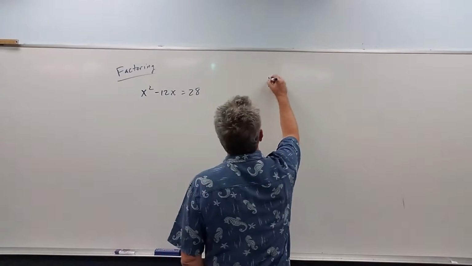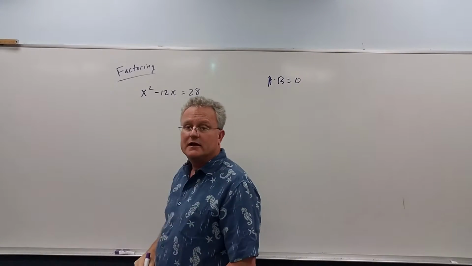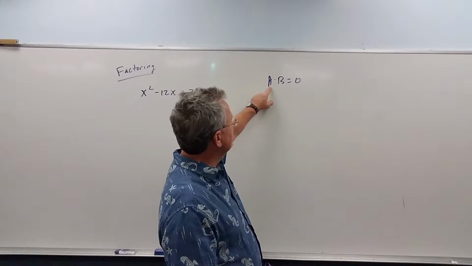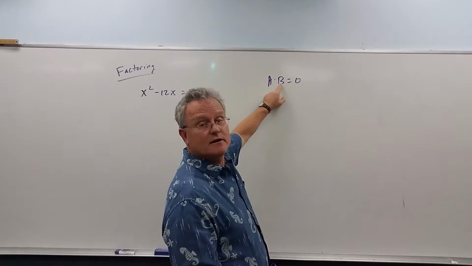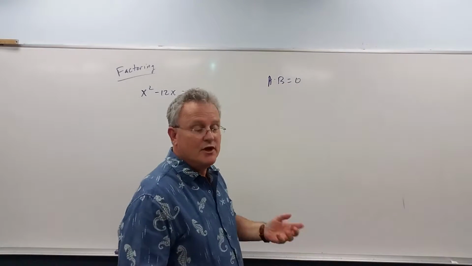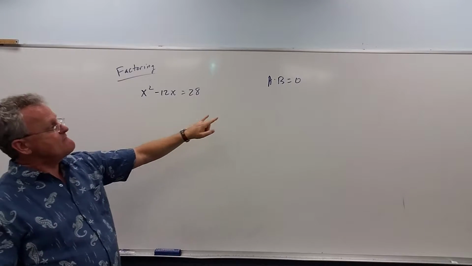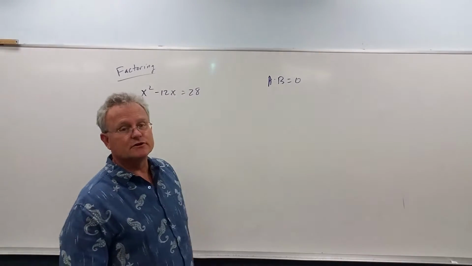And the reason why is because when two quantities are multiplied and they equal 0, that means either the first has to be 0, because 0 times any number is 0, or the second part has to be 0, because 0 times any number is 0. So that tells us how to solve this. We get it equal to 0, factor, and then find out when each factor is 0.